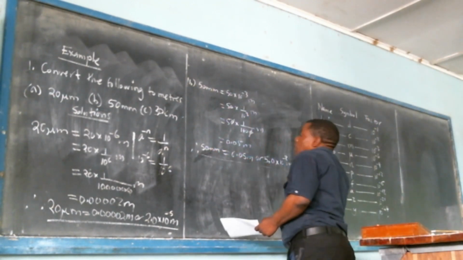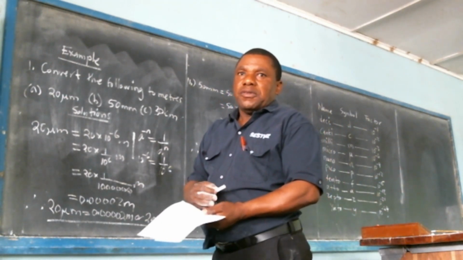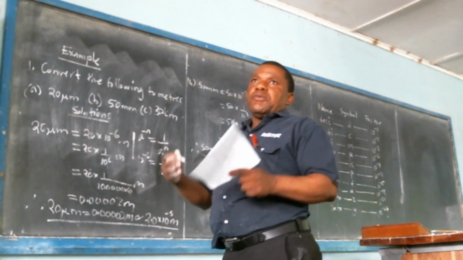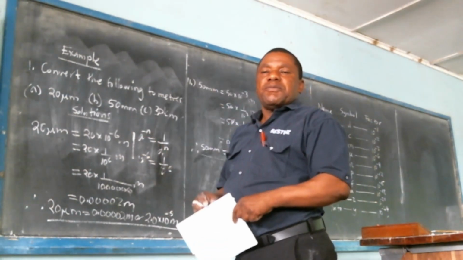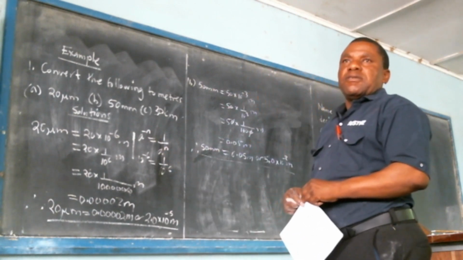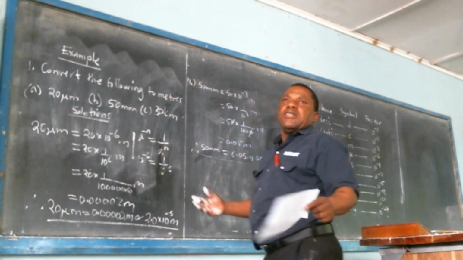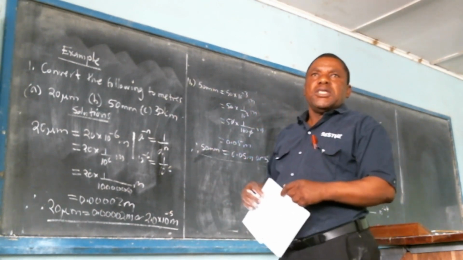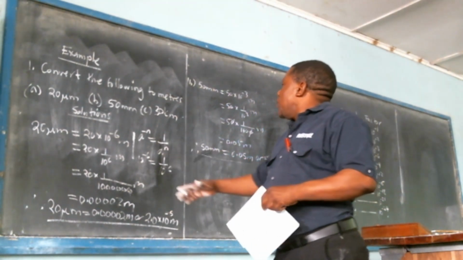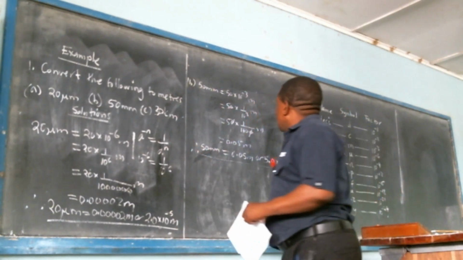Now, this has been how we can work with submultiples, changing from any given unit with a prefix to a meter. Now, what if we are given multiples? For multiples, it's very easy and straightforward because you don't need to maneuver through rows of indices. This one you just go direct.